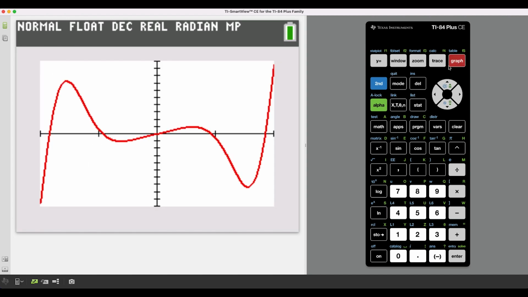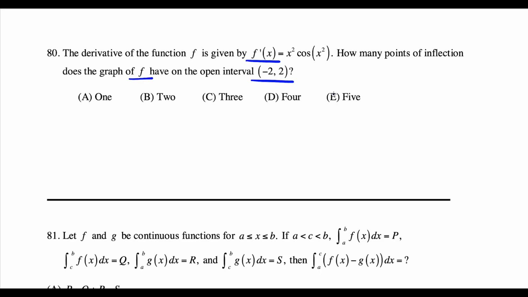Now, if this picture doesn't do it justice, you could mess with the window settings even more, but I think it's clear to see here that if this is a graph of the second derivative from -2 to 2, a point of inflection occurs when the second derivative changes sign. So we're looking for when the graph goes through the x-axis. Notice it happens here at 1, 2, 3, 4, 5 locations. So we're going to have 5 points of inflection from -2 to 2. So we're going with choice E.